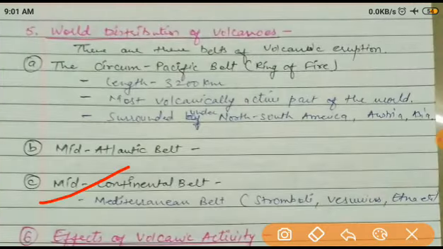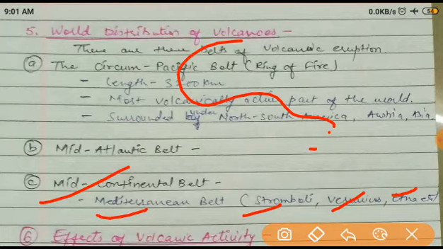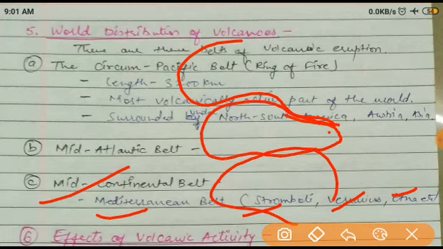The third one is the Mid-continent belt, basically the Mediterranean belt. Stromboli, Vesuvius, Etna are the examples. You know this is Europe and here it is Africa, and in between there is the Mediterranean Sea. If you see the map, in this Mediterranean Sea there are so many volcanoes. So this third part is called the mid-continental belt.